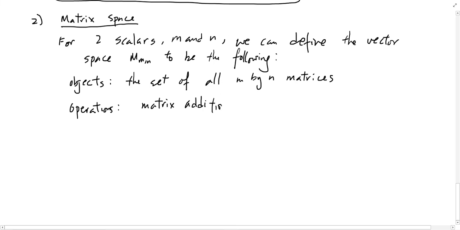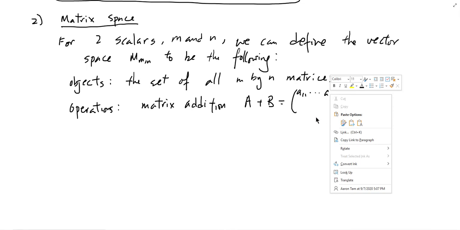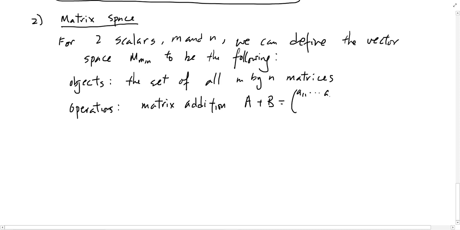The first is matrix addition, which is defined the same way as before. If I take two matrices, matrix A plus matrix B, then that would be A11, dot dot dot to A1n, dot dot dot to Am1, dot dot dot to Amn, plus B11, dot dot dot to B1n, dot dot dot to Bm1, dot dot dot to Bmn.